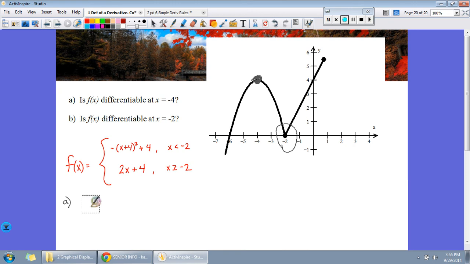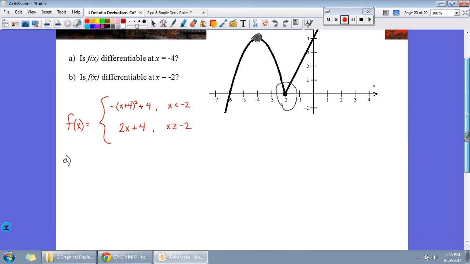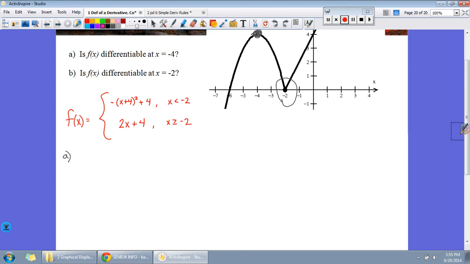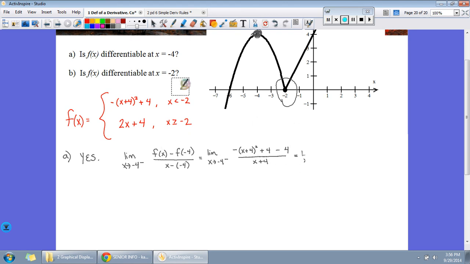So to prove if it's differentiable at x equals negative 4, we're going to do a left and right side limit at x equals negative 4. At negative 4, when you do your left-sided limit, we're going to plug in negative x plus 4 squared plus 4 minus 4, because positive 4 is going to be your f of negative 4 value, over x plus 4.